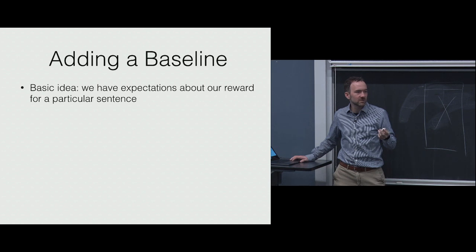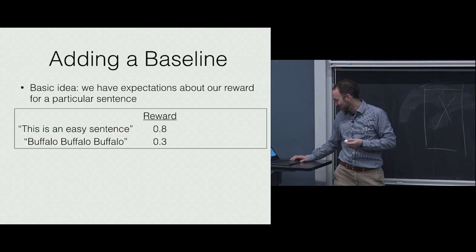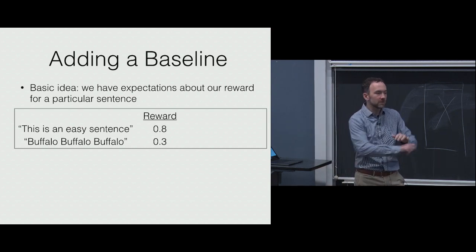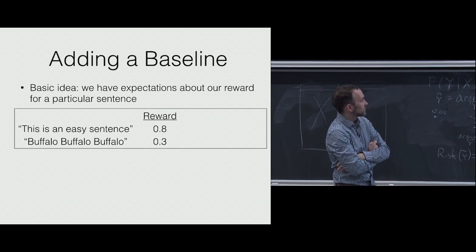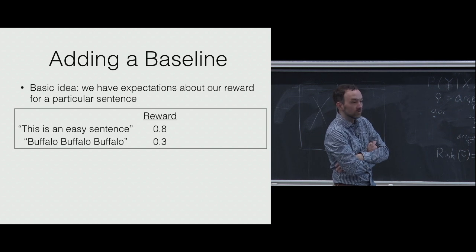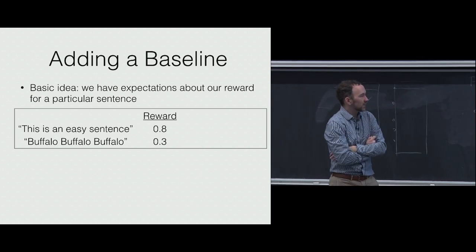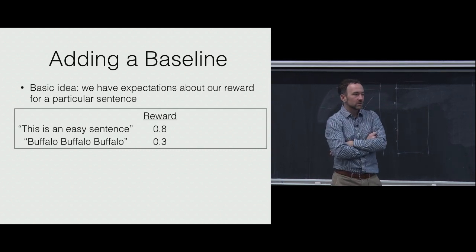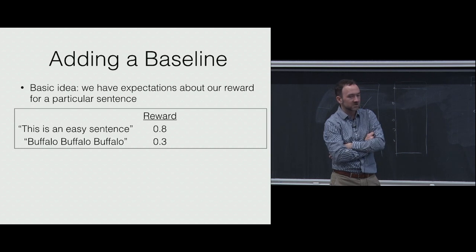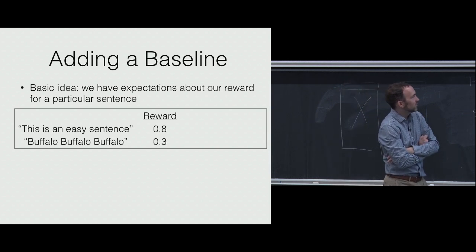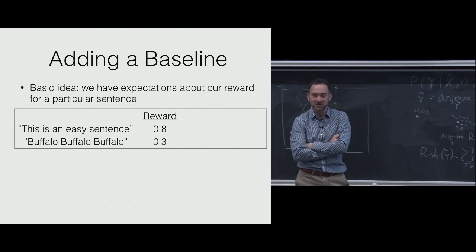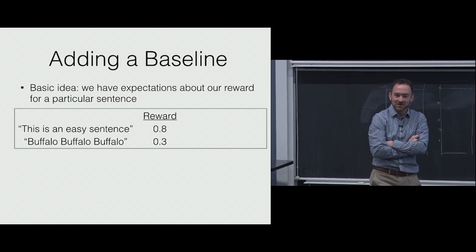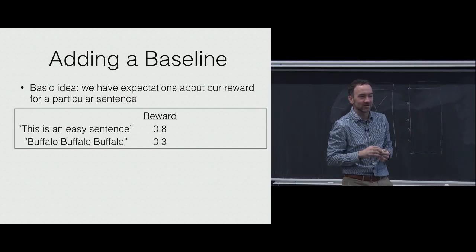The baseline for reinforce. I see some people looking confused, so I'll say it anyway. Basically, the idea of a baseline is that when you optimize models using reinforce, you have the reward function. But some examples are inherently easier than others. Let's say you have this easy sentence as your source and you want to generate a translation for it. And then you also have the sentence buffalo, buffalo, buffalo, buffalo, buffalo, buffalo, buffalo, buffalo, which is actually a grammatical English sentence. You can look it up on Wikipedia if you don't believe me. But you probably could not translate that appropriately.